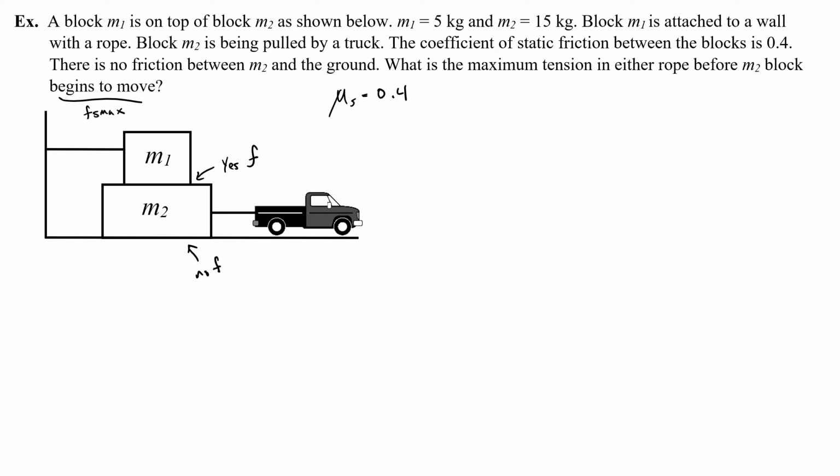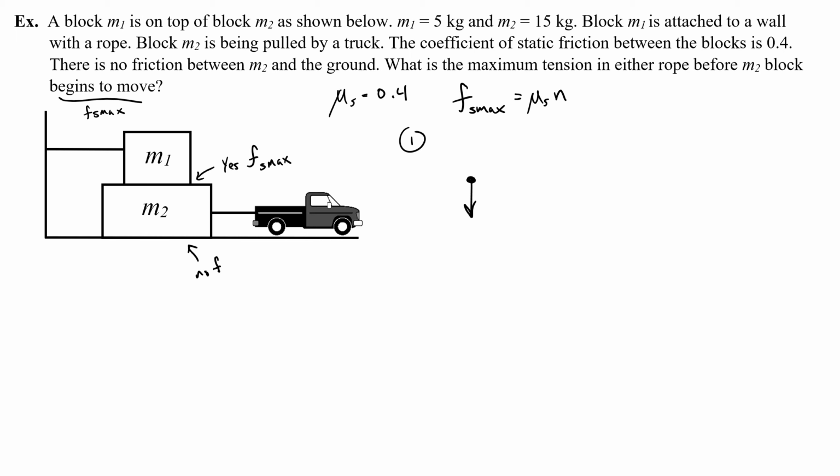It's asking what will the tension in the rope be when F_s max, the maximum static friction between the two blocks, has been reached. And remember that we calculate F_s max, the maximum static friction, with the coefficient of friction times the normal force. Now, real quick, let's draw a free body diagram so we can keep track of these things.